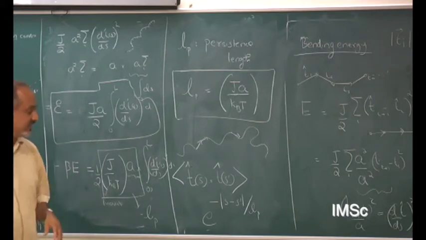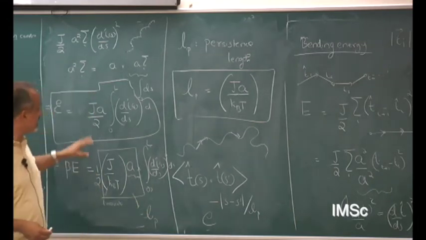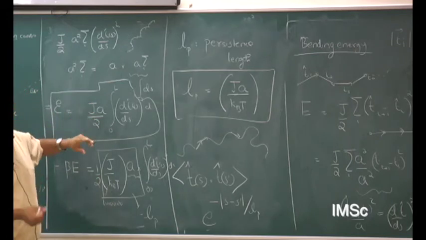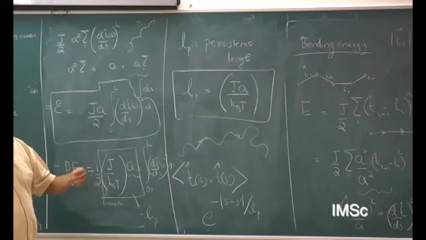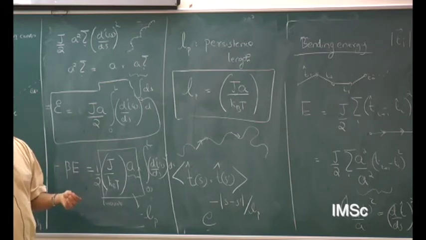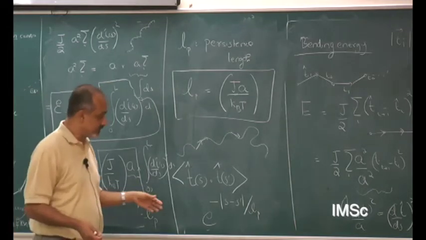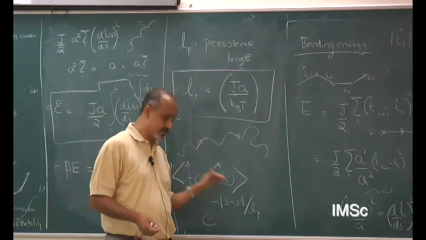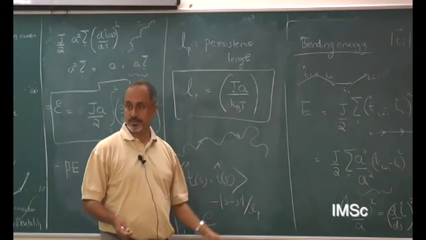So the persistence length is a measure of how hard it is to bend the polymer. If I take a fluctuating polymer at some temperature T, the persistence length determines over what length scale the correlation between the tangents goes to 0.